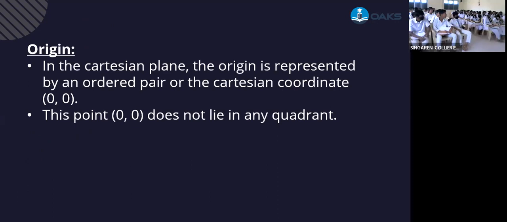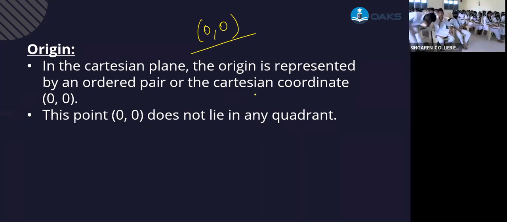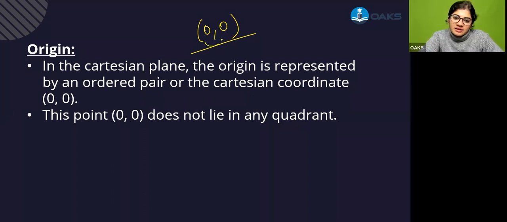Now kindly understand these points also. In the Cartesian plane, origin is represented by an ordered pair 0, 0. See, 0, 0. The boy sitting in front with the mask in the center, kindly come forward from school 1. Yes. Okay, I just formed a smiley. So 0, 0, I have.